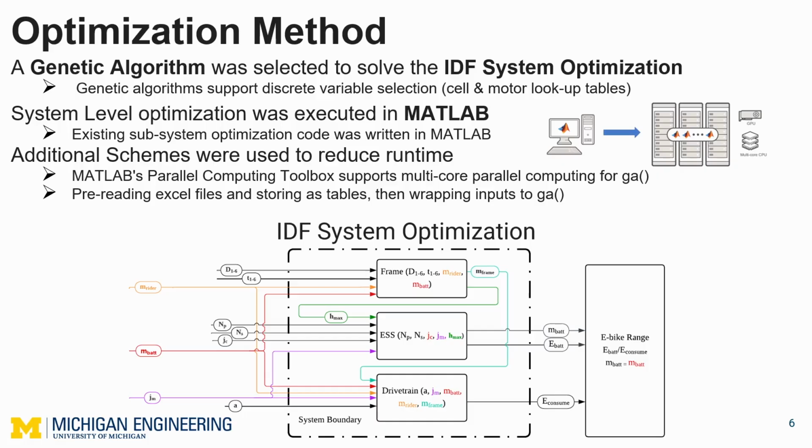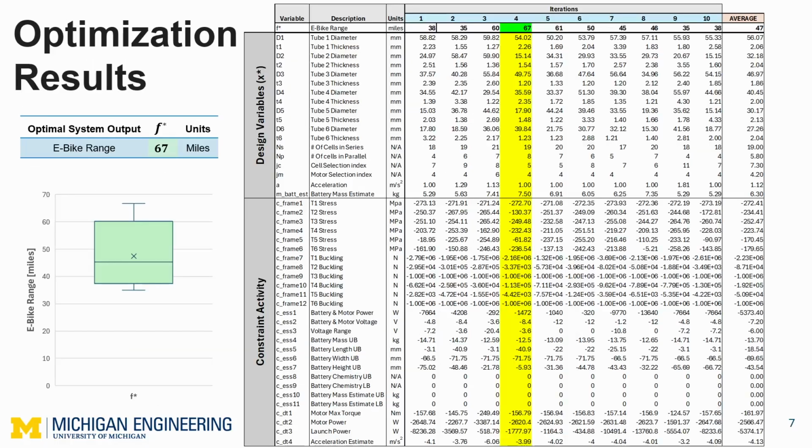Due to the complex nature of our subsystem analysis functions, we pursued two different schemes in order to reduce model runtime. Prior to starting our genetic algorithm, we initialized our lookup tables by reading them into MATLAB at the beginning, so this wouldn't be done every iteration. Additionally, with the support of MATLAB's parallel computing toolbox, we were able to run the genetic algorithm using multi-core processing, which significantly improved runtime.